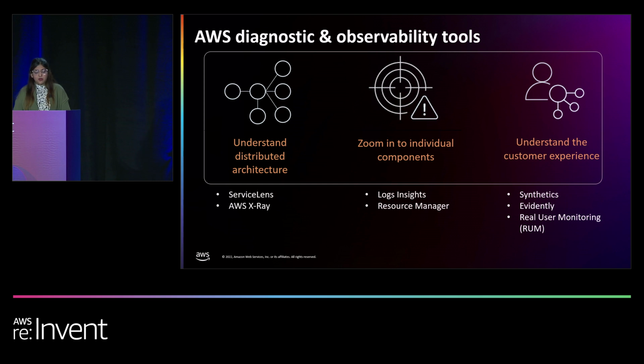Service Lens and X-Ray allow you to correlate at the region or application level to identify issues with your infrastructure and quickly narrow down the root cause of the problem. In addition, other tools like Log Insights and Resource Manager allow you to quickly analyze your logs and metrics for resources so that you can get valuable insights. Lastly, CloudWatch also provides some end-user experience tools. Synthetics, Evidently, and real user monitoring are some examples.